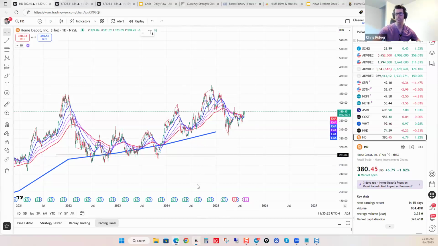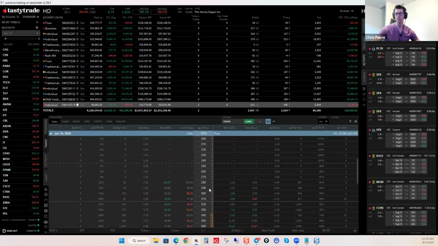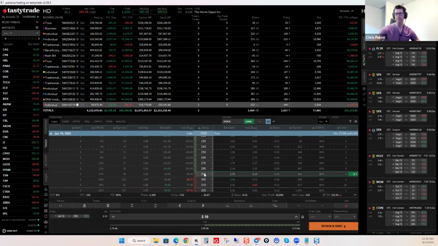Let's see if I can create a trade that gets me there. So the premiums at the 280, actually, I think I'm going to take this trade. 290 by 280. Go out to January. If I buy the 290, sell the 280, that's a 10 wide ratio spread. I can still get $1.78 on this trade.